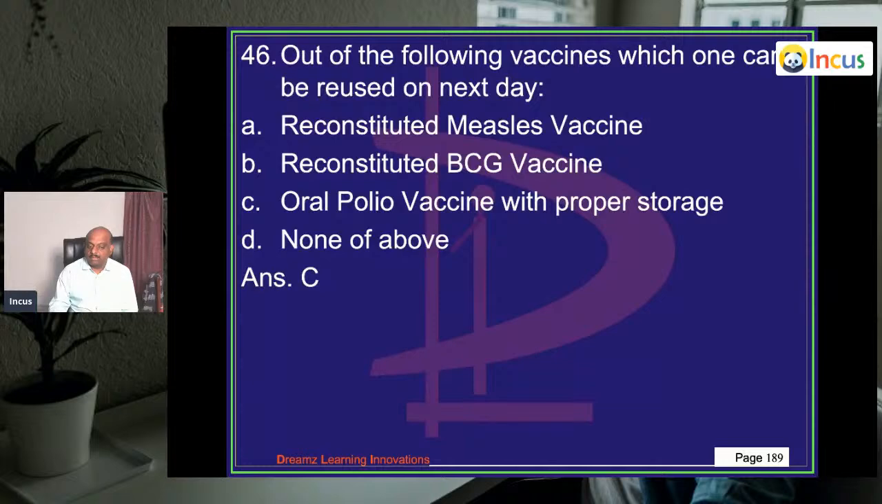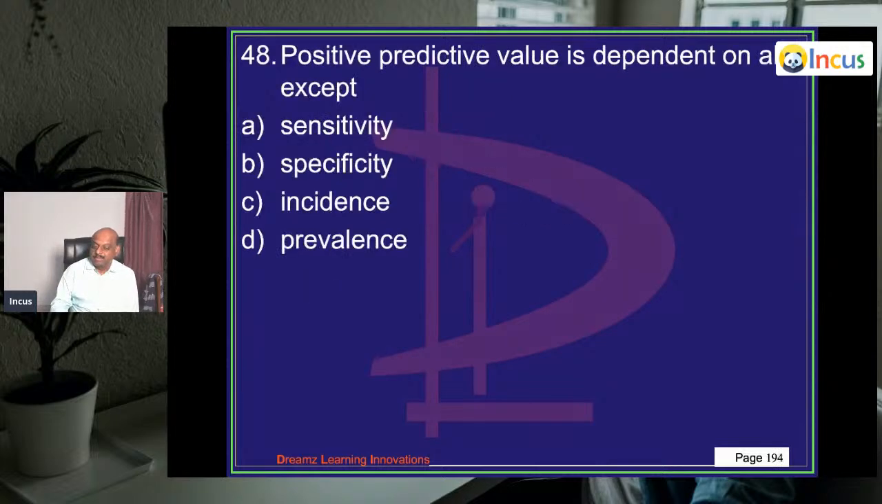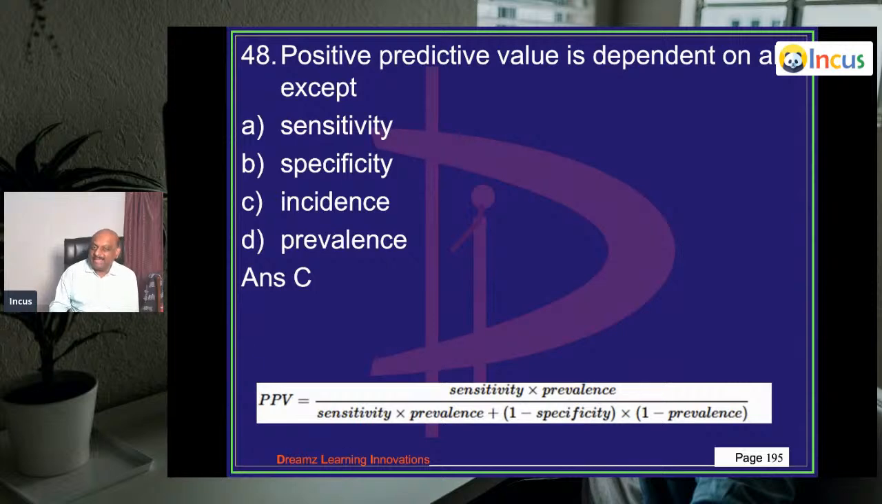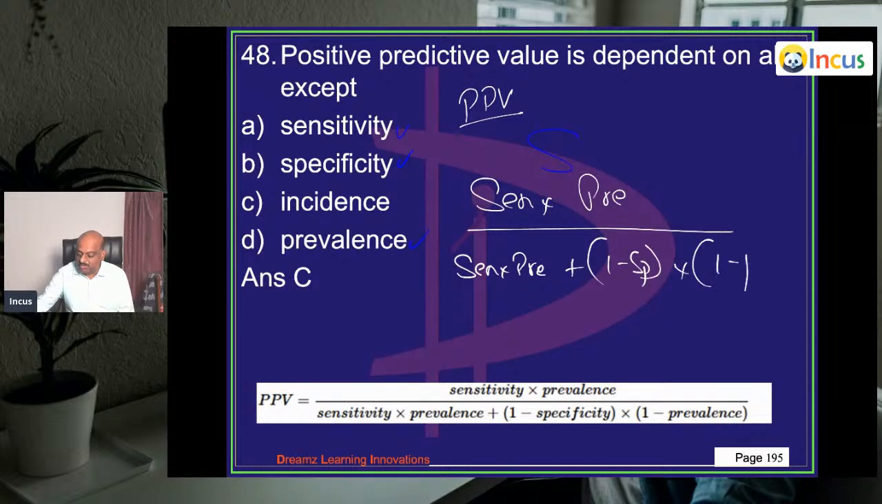Attrition is the problem in cohort study, not case control. Positive predictive value depends on the prevalence, not on incidence. It is dependent on sensitivity, specificity, and prevalence. So you should know this formula, doctor. Many times this question was asked by the examiner. Positive predictive value equals sensitivity into prevalence divided by sensitivity into prevalence plus 1 minus specificity into 1 minus prevalence.